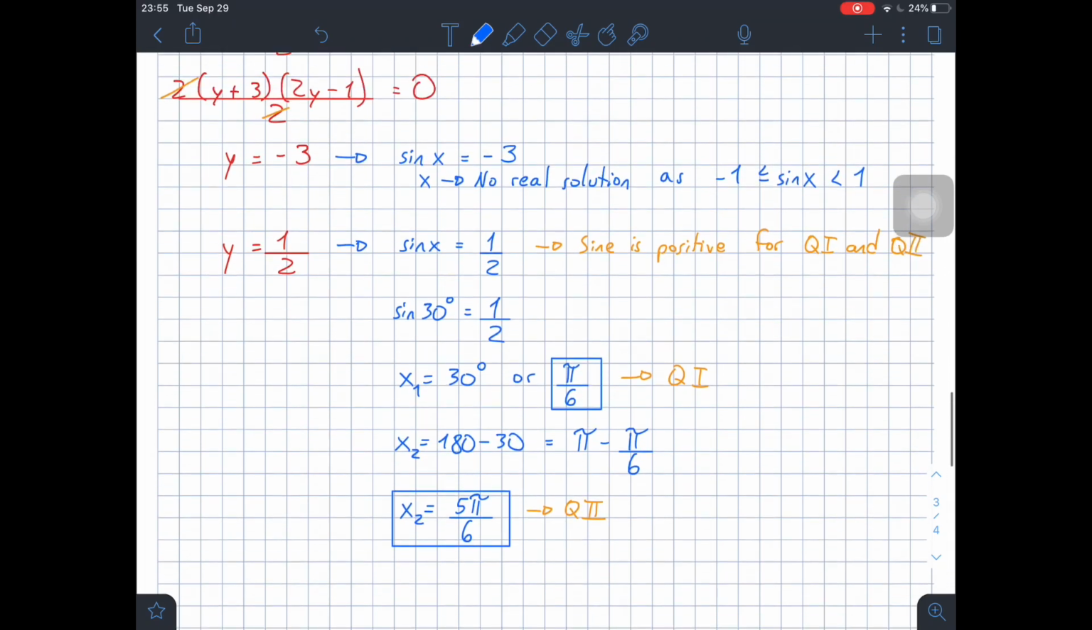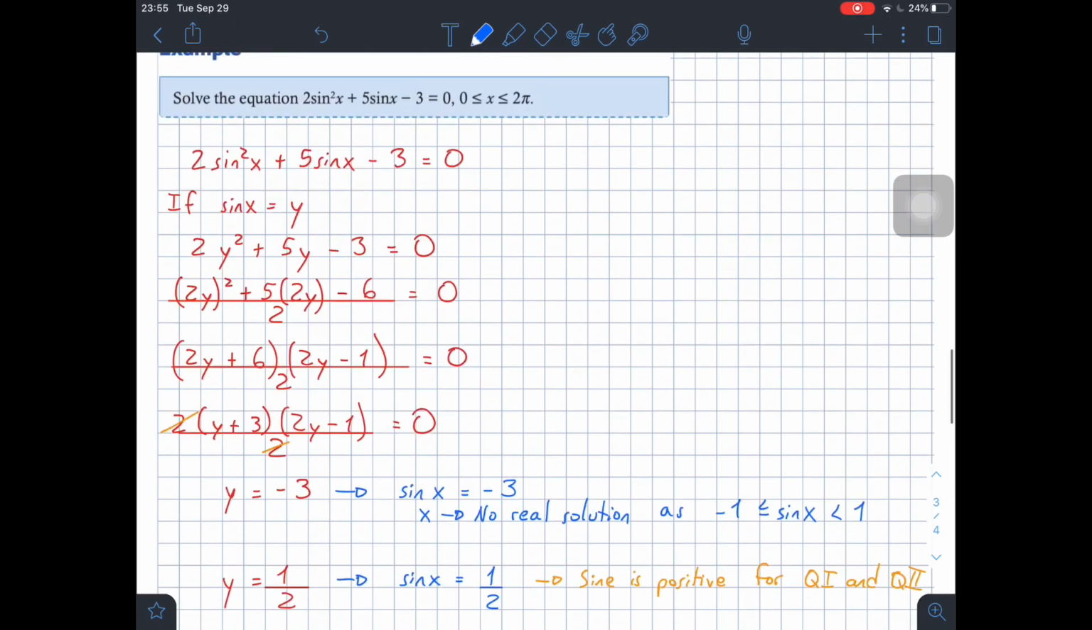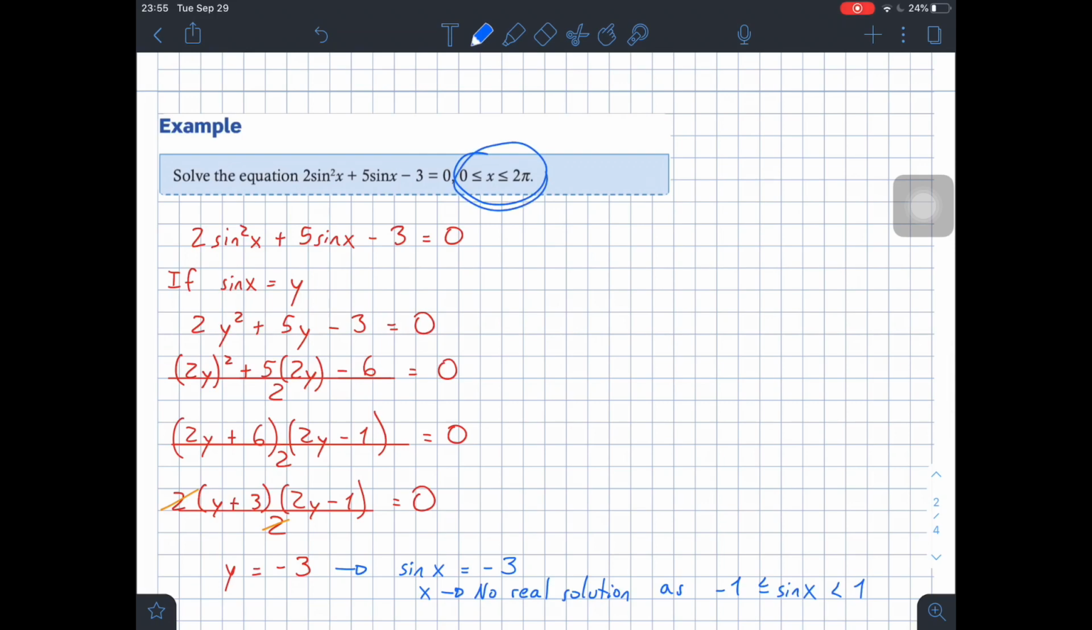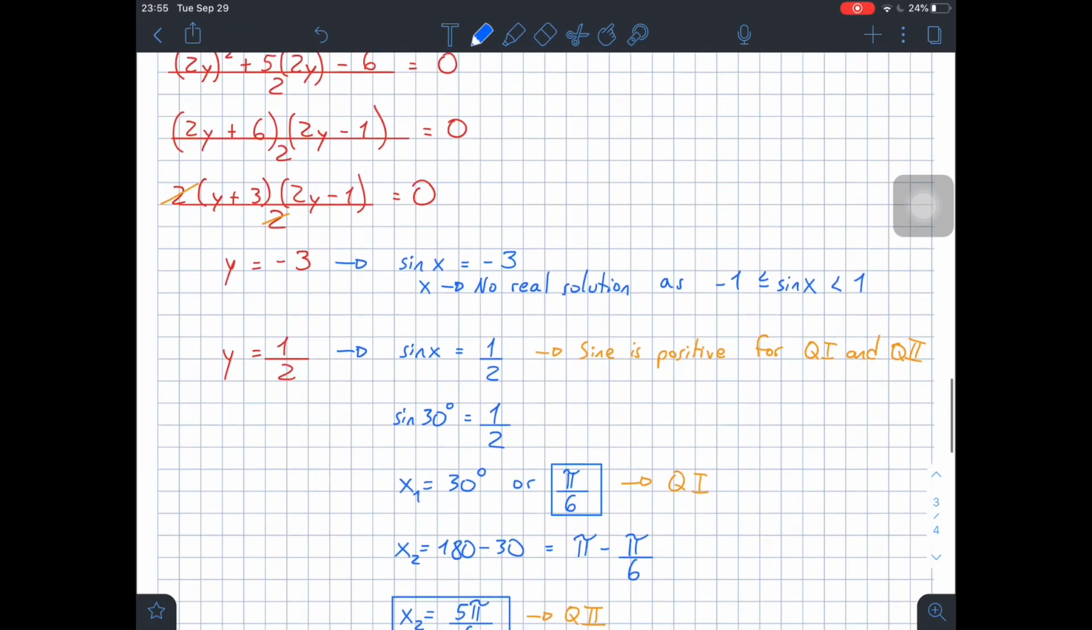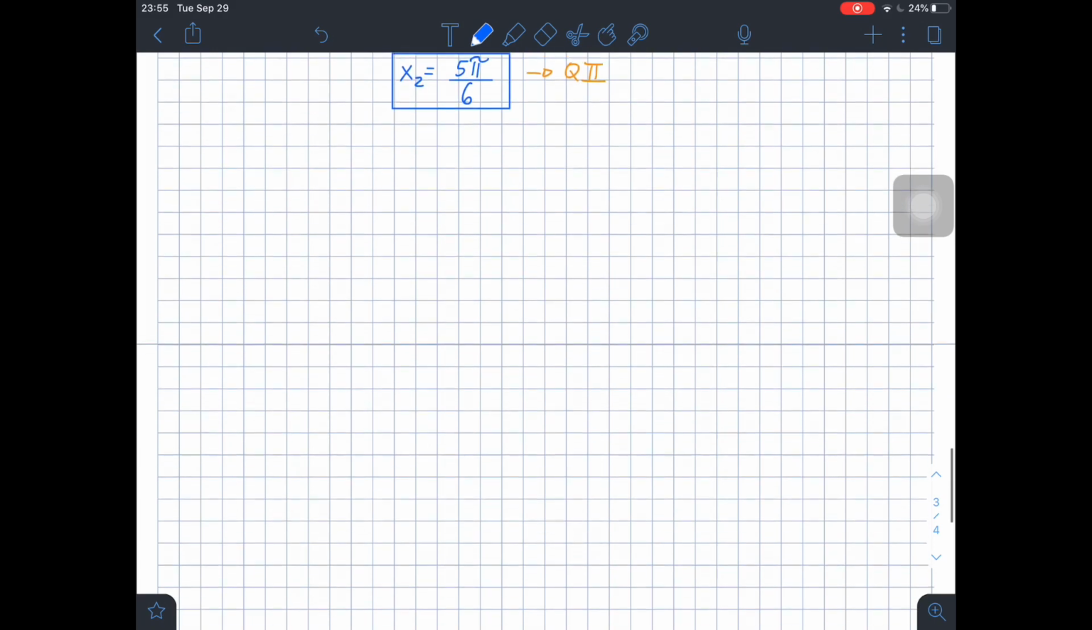Okay, so that's how we solve trigonometric equations. We should always consider the domain of the exercise in order to see how many results we would have. Because if we do not have the domain defined or restricted, we should have infinite solutions.